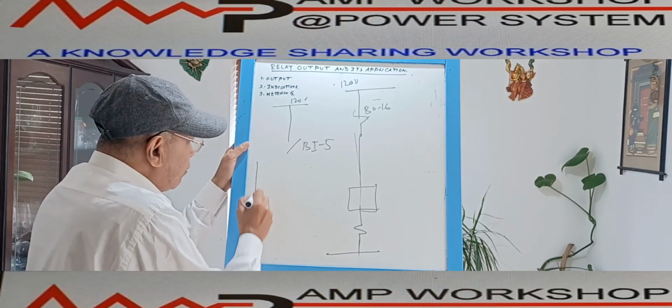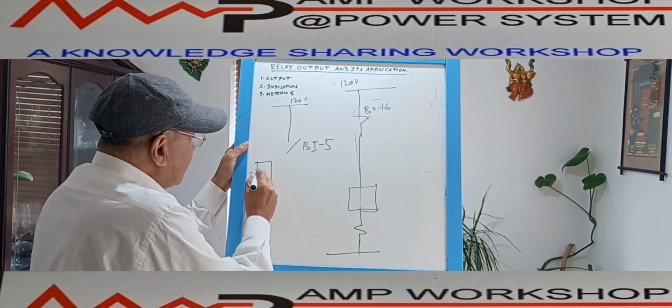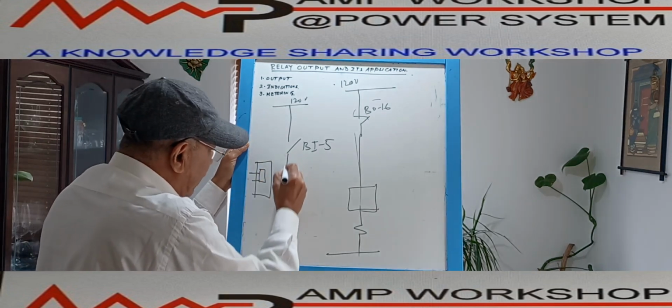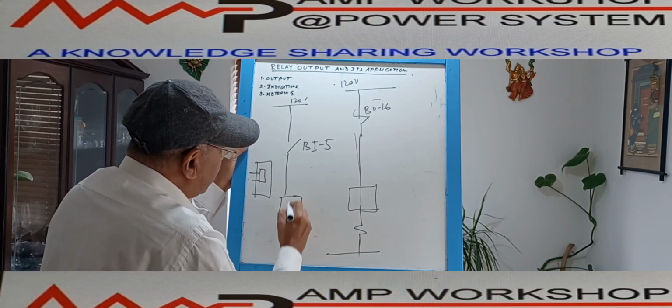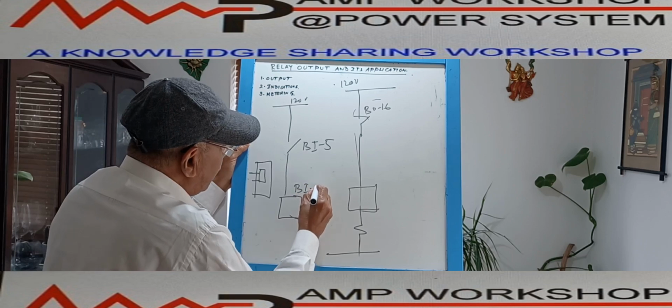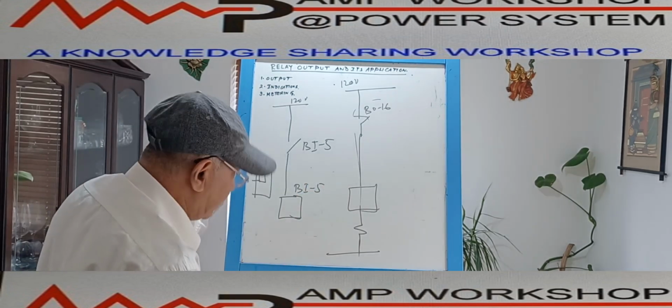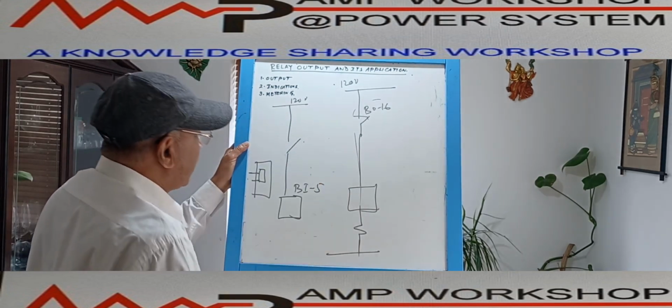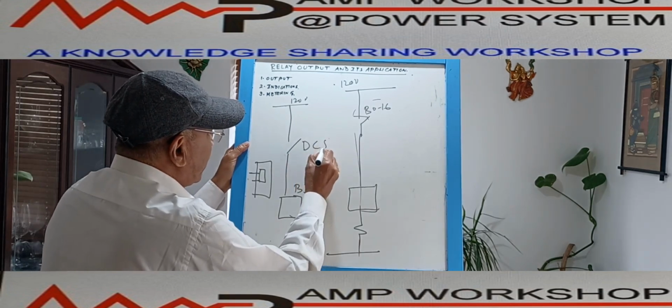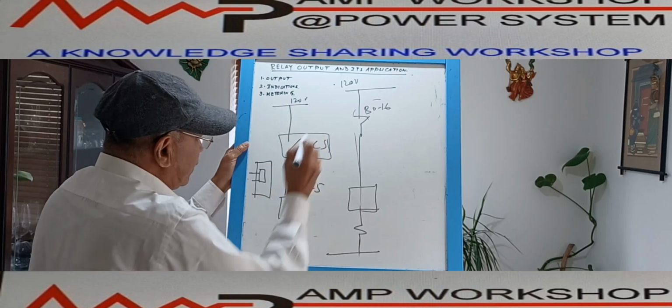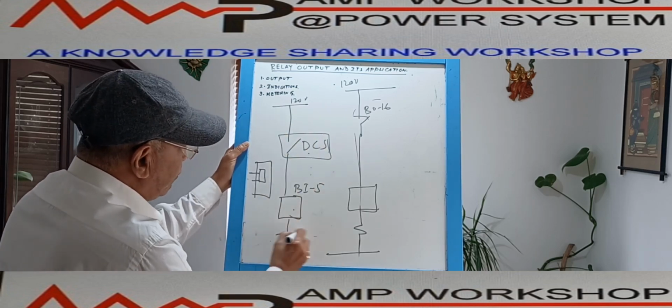That contact is coming to the relay, this particular relay, as an input. This is connected to the input. Suppose this is binary input 5. This command is a DCS command. From the DCS, this command has come. This is coming from the DCS to the relay as binary input 5.